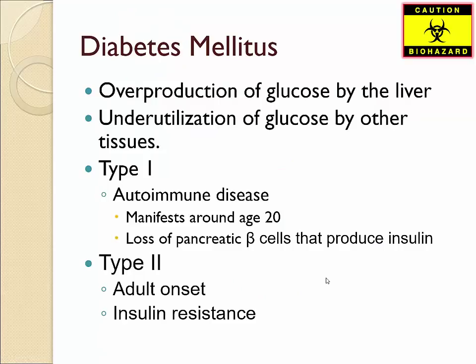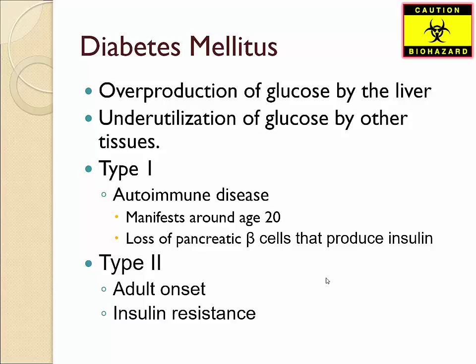So speaking of blood glucose, let's talk a little bit about diabetes mellitus. So this could be caused by a couple of different things. The symptoms are still basically the same: overproduction of glucose by the liver and underutilization of glucose by other tissues, either or both. Type 1 is an actual autoimmune disease, and this will manifest around age 20 and result in loss of pancreatic B cells that produce insulin. So these individuals need insulin.